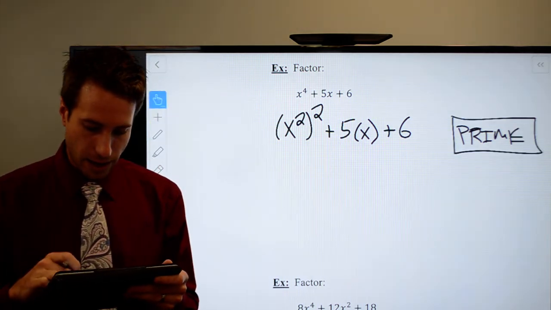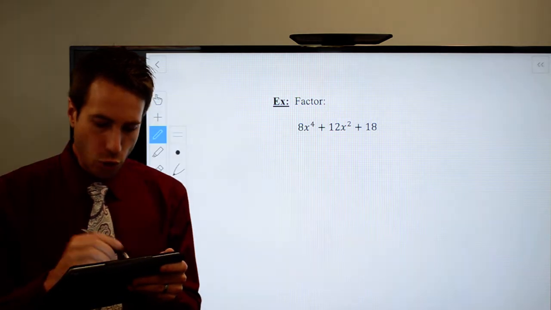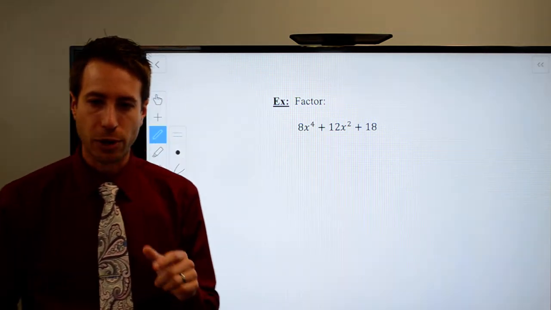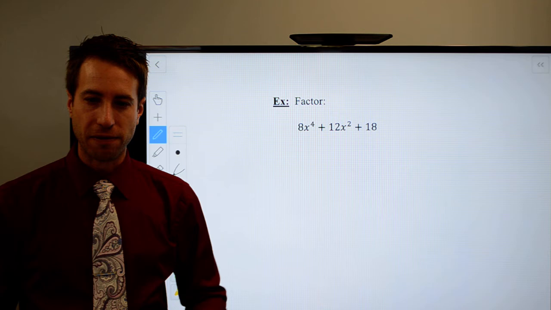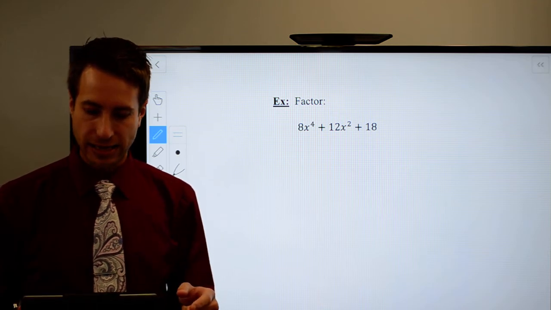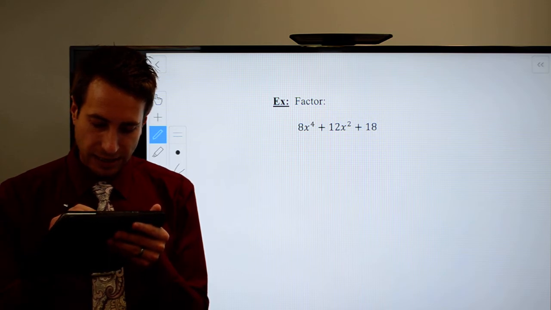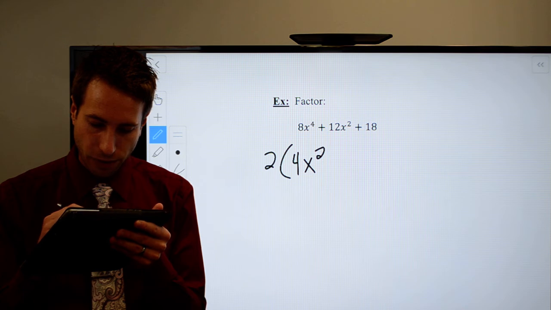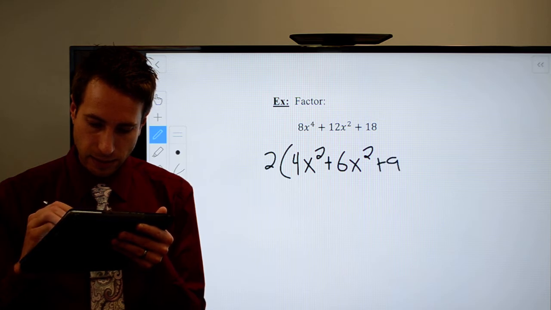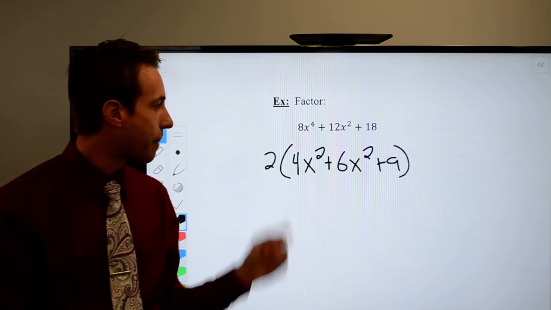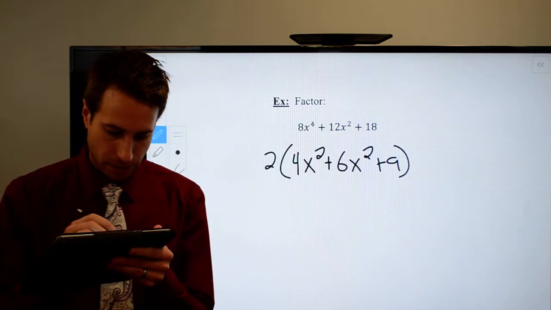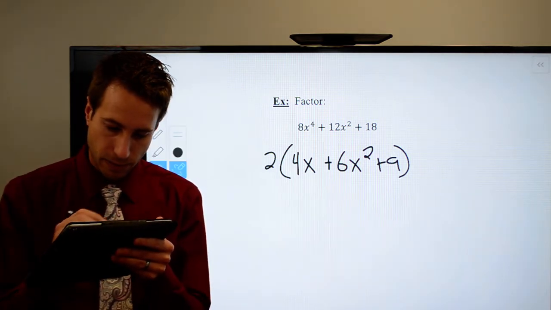All right, slide on up, try another one. Right away I recognize I should be able to pull a 2 out of these. So let's see if we can pull a 2 out of here. I pull out a 2, that's going to leave me with 4x to the 4th plus 6x squared plus 9. So I factor out my GCF. Sorry, I wrote x squared, should be x to the 4th.